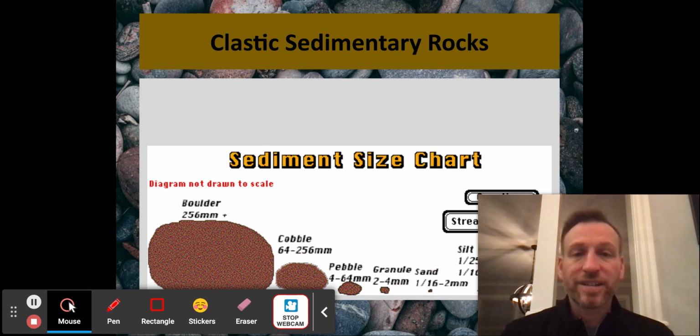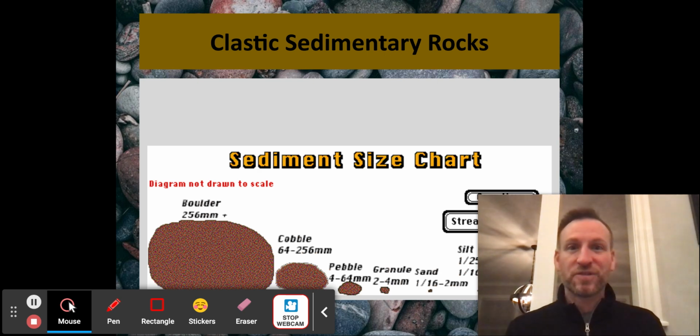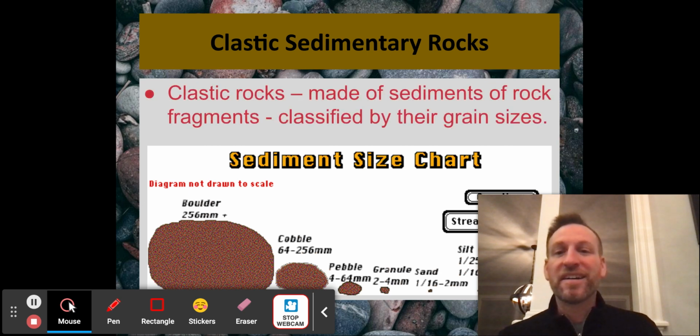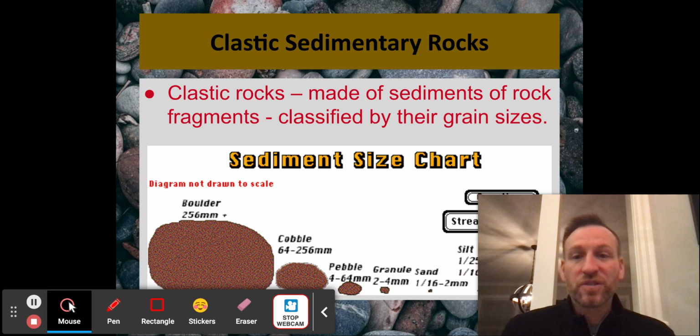And so the type of sediment that makes up the rock is what classifies sedimentary rocks into three subgroups. The first one here is clastic. And it's kind of funny that it's called clastic, because when I think about sedimentary rocks, it's almost like the classic version of a sedimentary rock, yet they call it clastic. But a clastic rock is just made of other pieces of rocks or minerals. Clastic rocks are made of sediments of rock fragments. Now, those rock fragments, those sediments, are classified by grain sizes.